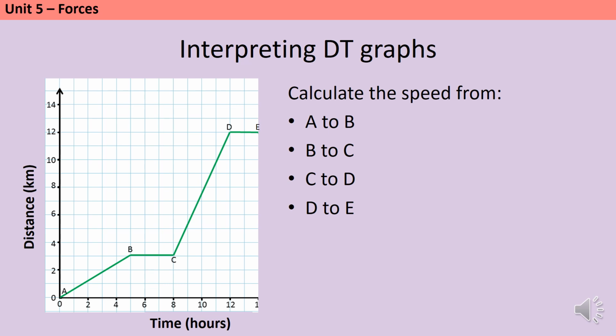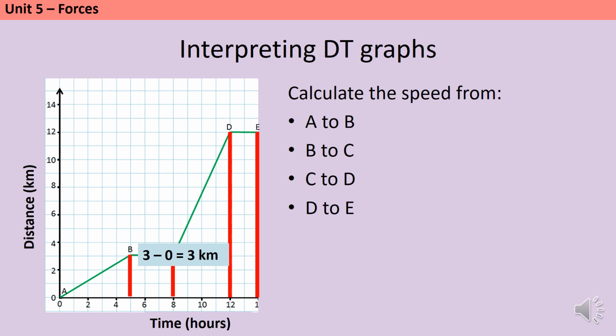By calculating the speed for each part of this graph, we can start to see what dt graphs are actually showing us. Now, in an exam, I would really recommend that you take a ruler and you divide up the graph into sections, because it's just going to make it much easier for you to interpret. To begin with, let's try to calculate the speed between point A and point B.